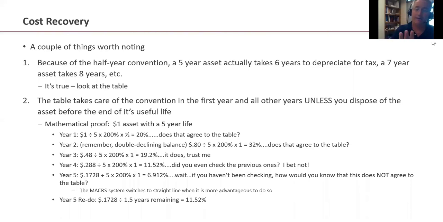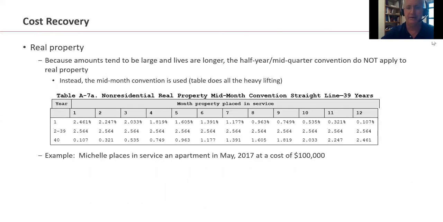Now, again, that's only a mathematical proof. I'm never going to ask you to do any of those calculations. There's simply no need to because the table takes care of it. And I can tell you in real life that most businesses buy software to do these calculations for them. So we're going to spend some time on the mathematical calculations, but know in the long run, hopefully I have software that takes care of this problem.